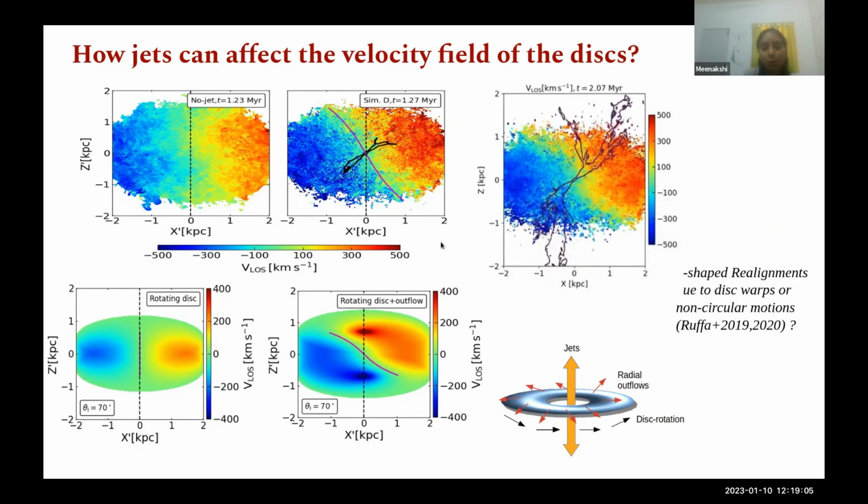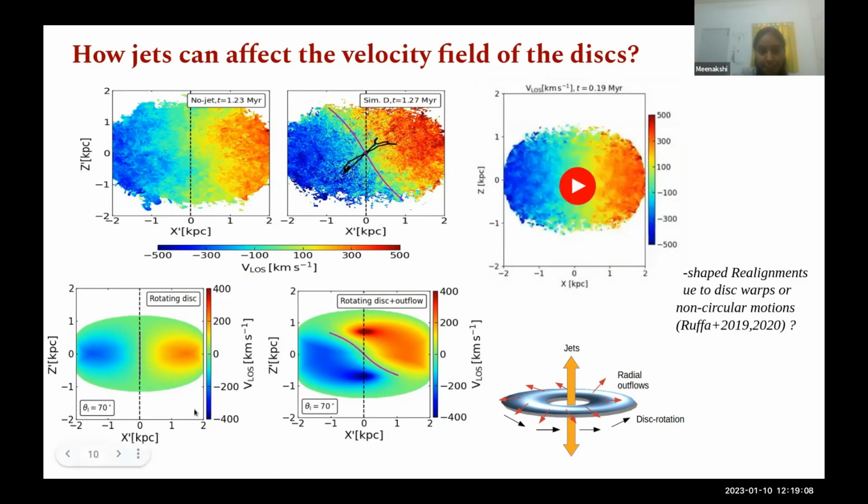So we have shown with a simple toy model that if we superimpose a rotating disk with a radial outflow, this can lead to this sort of distortion. So it means that the jets are not only driving outflows along the minor axis, but are also driving outflows in the disk as well, which may be closely radial, and which can also lead to distortion in this projected velocity map. Such distortions have also been found in these studies, where it is believed they could be due to non-circular motions, maybe by some outflows, or due to disk warps. So we propose that the outflows from the jet can also cause such distortions.